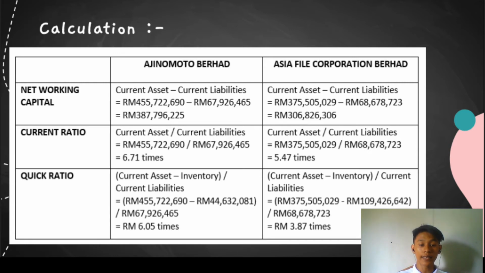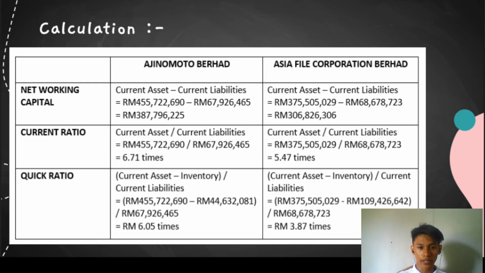The first one is net working capital: current asset minus current liability. Net working capital reveals whether a business has an efficient amount of net funds available in the short term, where Ajinomoto Berhad has a higher net working capital than Asia File Corporation Berhad.